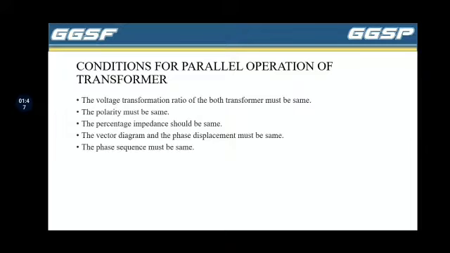Conditions for parallel operation of transformers: the voltage ratio of both transformers must be the same, the polarity must be the same, the percentage impedance should be the same, the vector diagram and the phase displacement must be the same, the phase sequence must be the same.